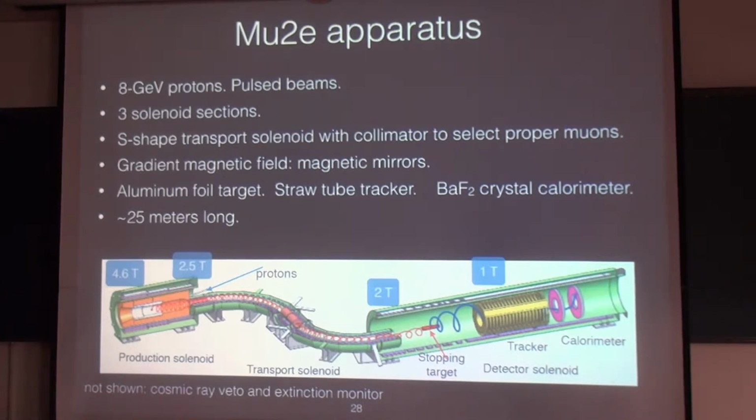Also the material: you don't want to have too much material, so that's part of the optimization process. And then the gradient is just to reflect the particles toward the detector.